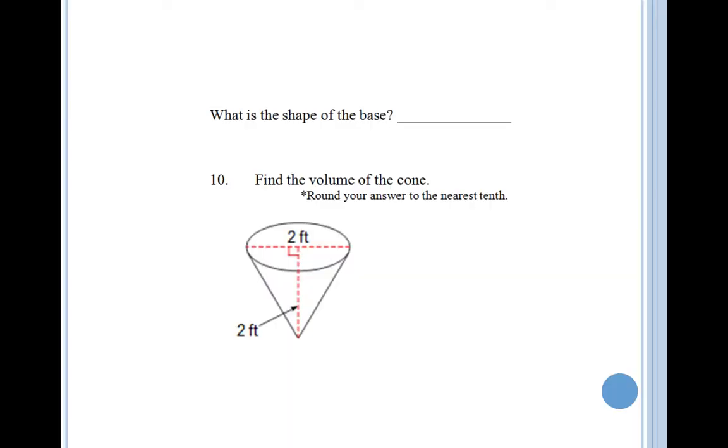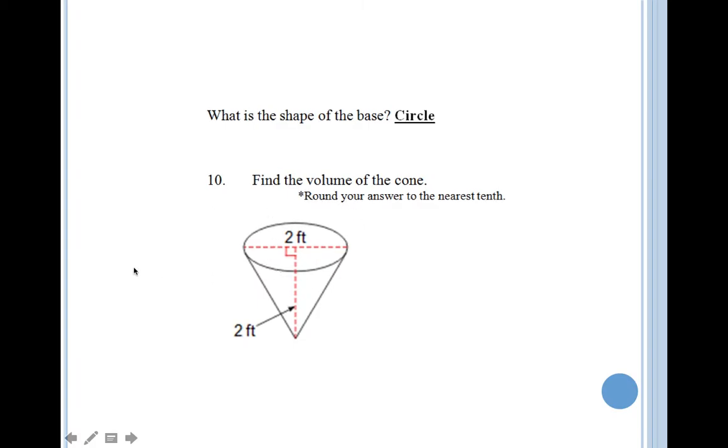Alright, number 10 here. So, what is the shape of this base? It is a circle. Shocker, it's a cone here. So, don't fall for the trap that it's upside down. The base is still a circle. So, first thing I gotta do is find the volume of this cone.